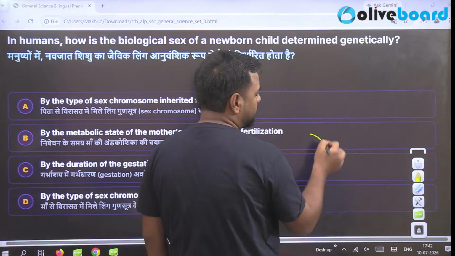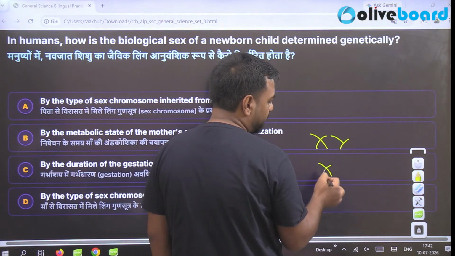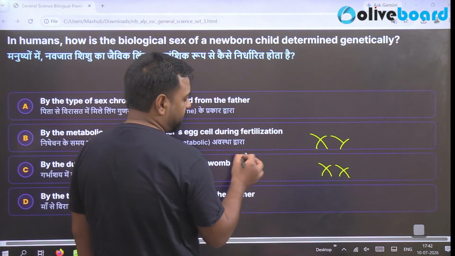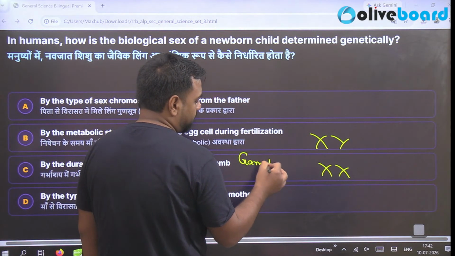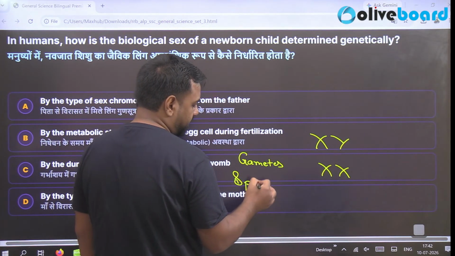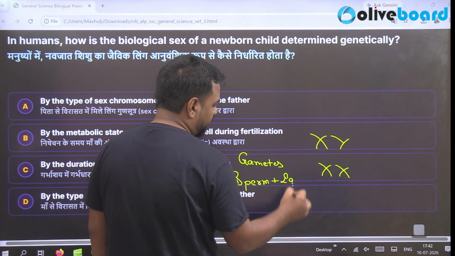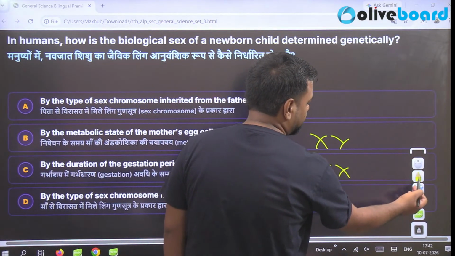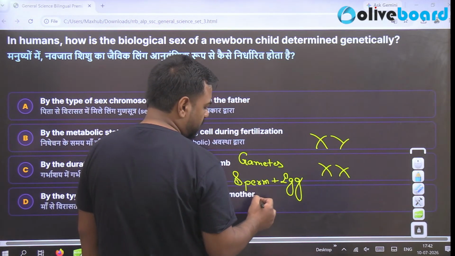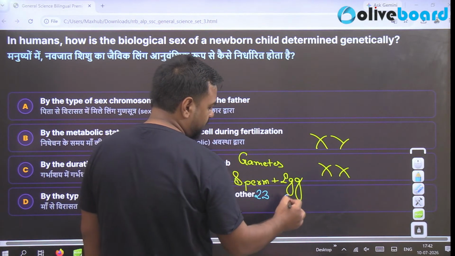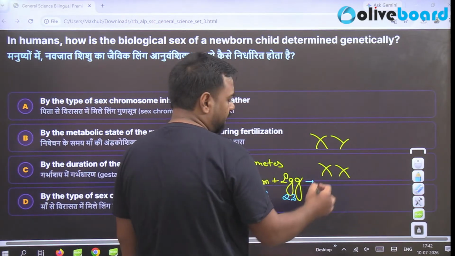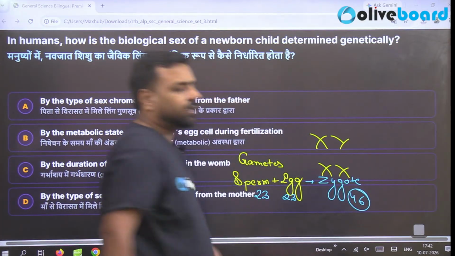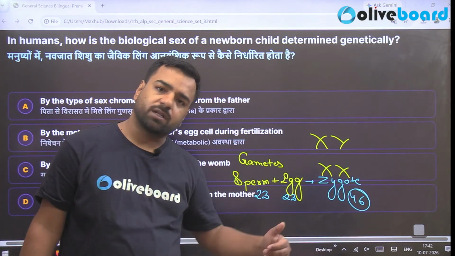Males have the XY chromosomal pair and females have XX as the pair. Now what happens if I talk about the gametes? Male gametes are the sperms and female gametes are egg cells. So when they combine, the number of chromosomes is actually halved. So 23 chromosomes are there in the sperm, 23 chromosomes in the egg, and finally they form the zygote, which is again 46, which gives us clarity that half of the chromosomes are coming from the father and half from the mother.